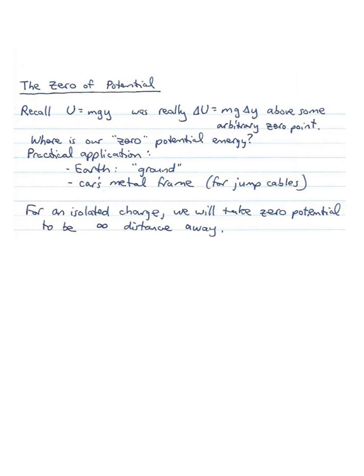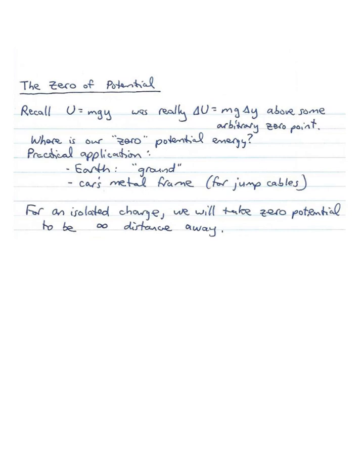Let's talk about the zero of potential. We came across this in first semester when we were talking about gravitational potential energy. Remember that early on in the semester, when we had g being a constant 9.8, we had potential energy as mg times the height. But it was really a difference in potential energy: mg times a difference in height above some arbitrary 0 point.